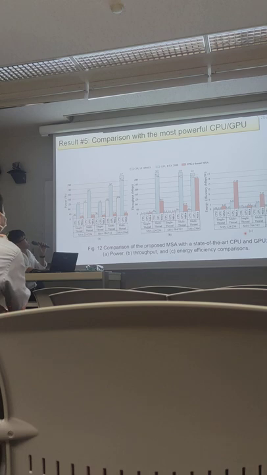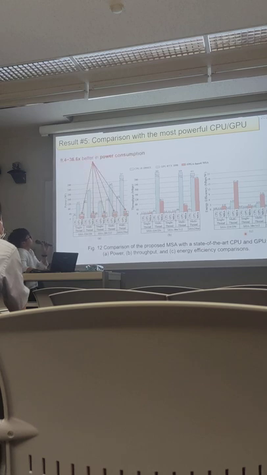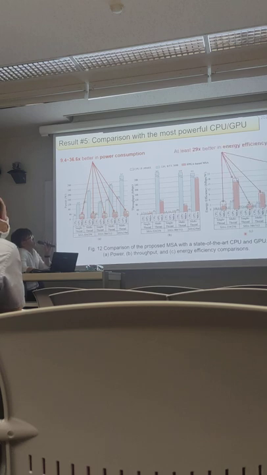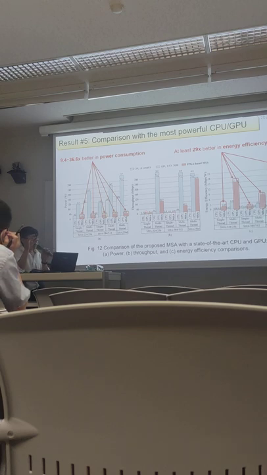And the final one, I will compare to the most powerful CPU or GPU. As you can see, our accelerator is 9.4 to 36 times better in power consumption, and at least 29 times better in energy efficiency. For a fair comparison in this task, I used open source implementations from the internet. They are implemented for better throughput on CPU or GPU.